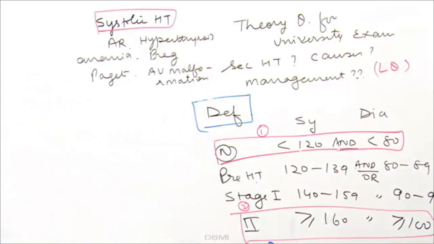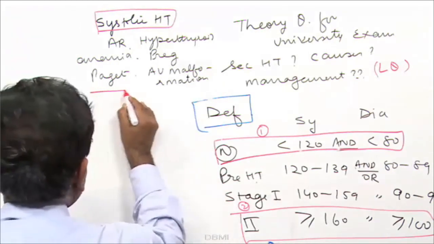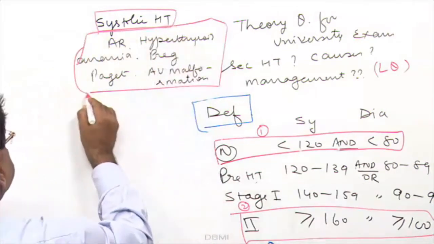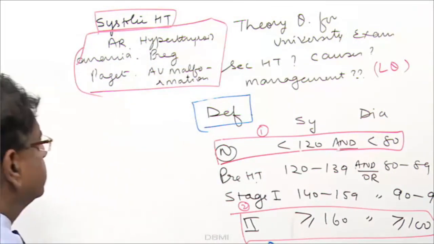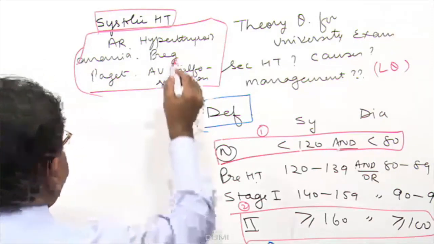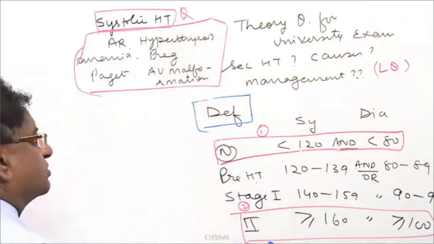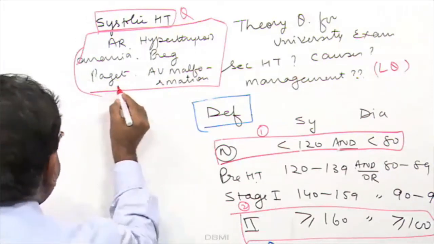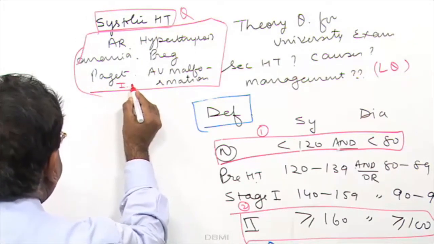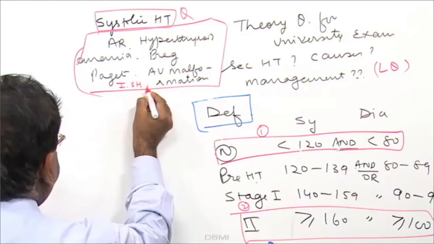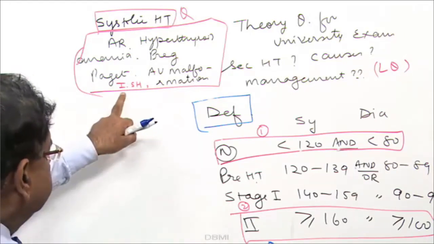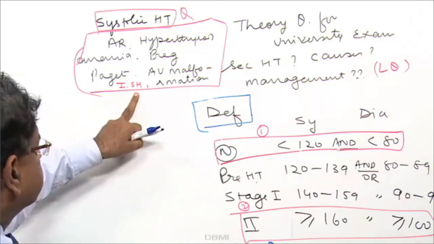Okay, this is the next box. AV malformation, systolic hypertension seen in the... These are some of the causes. It's a very frequently asked question in your PG entrance exam. The systolic BP, and one more thing is isolated systolic hypertension. One more is ISH. I'll talk about ISH, isolated systolic hypertension, separately.